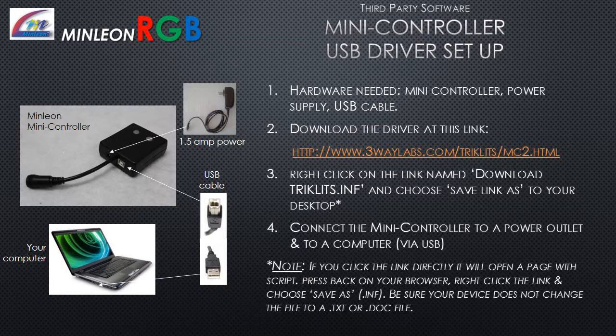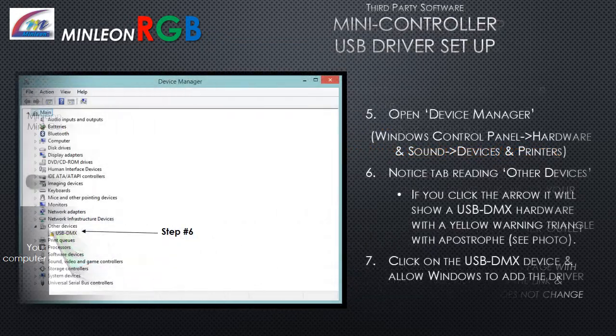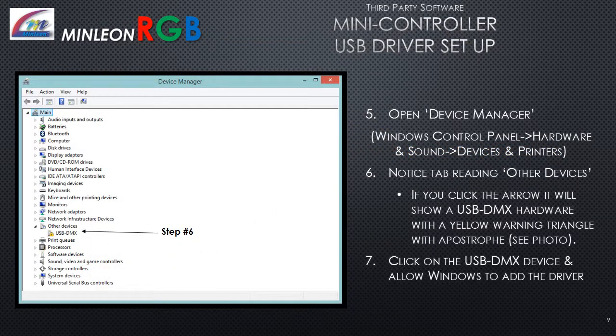Connect the mini controller to a power outlet and to a computer via USB cable. Open the Device Manager. Notice the tab reading Other Devices. If you click the arrow, it will show a USB DMX hardware with a yellow warning triangle with an apostrophe. Click the USB DMX device and allow Windows to add the driver.